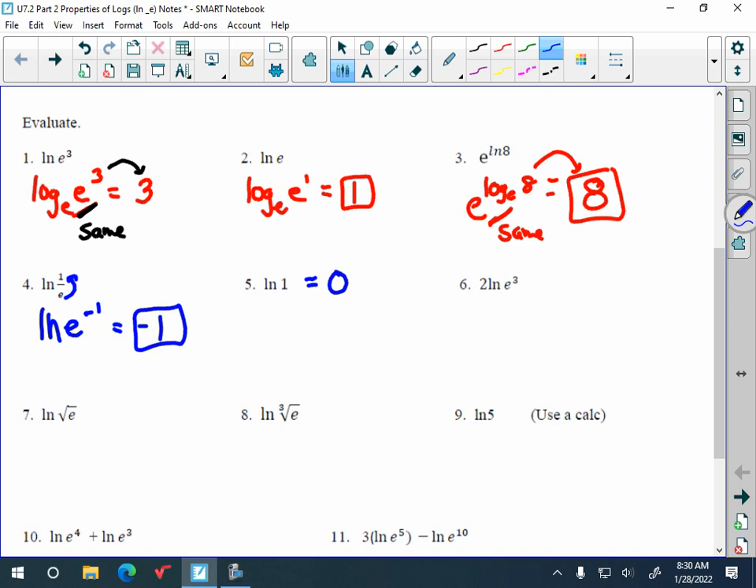Number 6, 2 times ln e cubed. 2 times ln e to the third power. What would that be? Yes, perfect. All right, so this says 2 times whatever ln e to the third is. And if ln e to the third is 3, then 2 times 3 has to be 6.